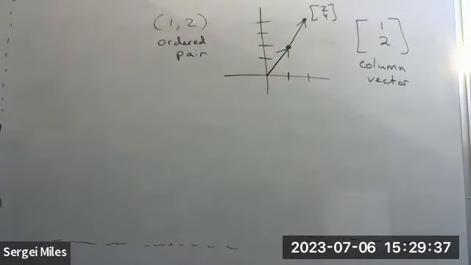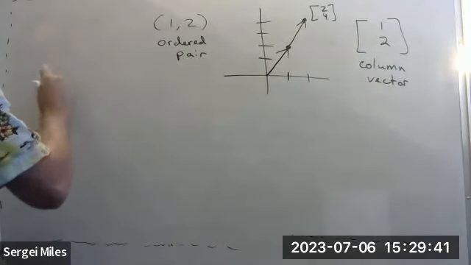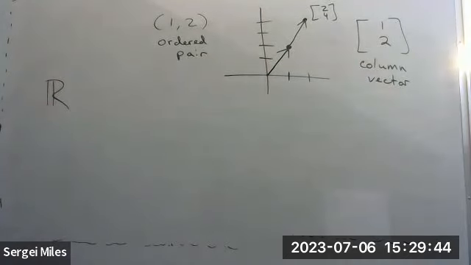Okay, good. Well, in fact, all of R2, so remember boldface R stands for the set of all possible real numbers.